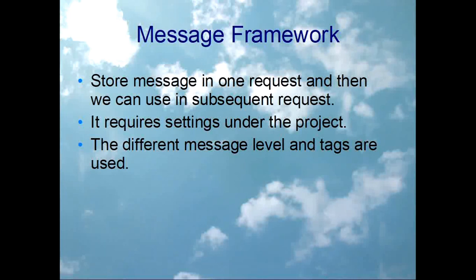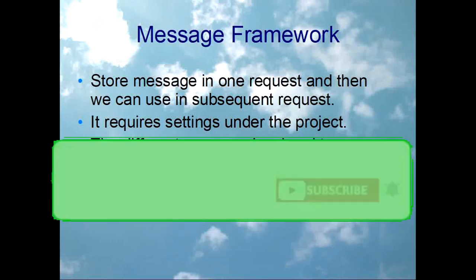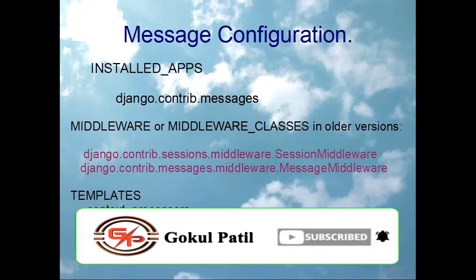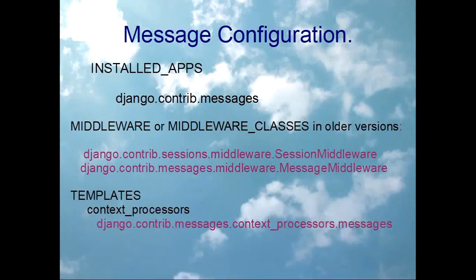Django provides full support for cookie and session-based messaging for both anonymous and authenticated users. What kind of settings are required in the message framework? When you create a project, these are the default settings in your project. We just need to verify that under installed apps, the django.contrib.messages package is there. Under the middleware section, you can verify these two packages: django.contrib.sessions.middleware, and the second one, django.contrib.messages.middleware. Under templates, we can find the context processors. Inside the context processors, you can find django.contrib.messages.context_processors.messages.